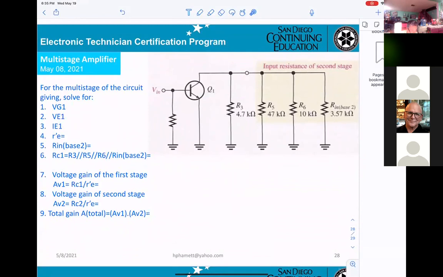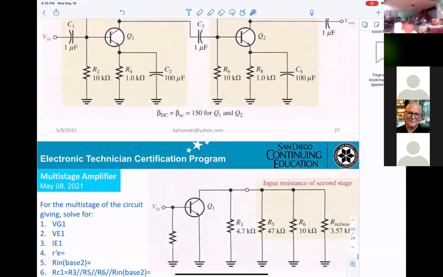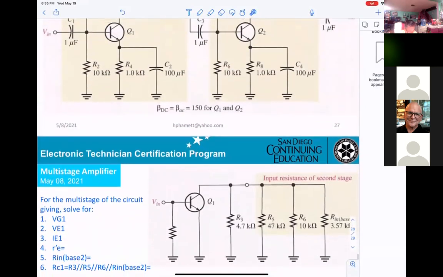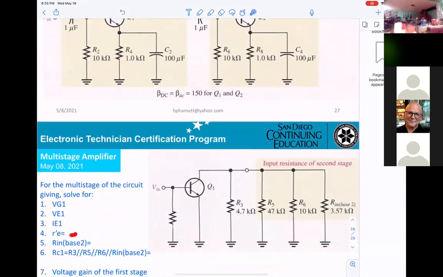Let's say R in B2 equals what? What is number 4, Mr. Pham? Oh, R prime E, that's just 25 millivolts over RE, divided by RE1.